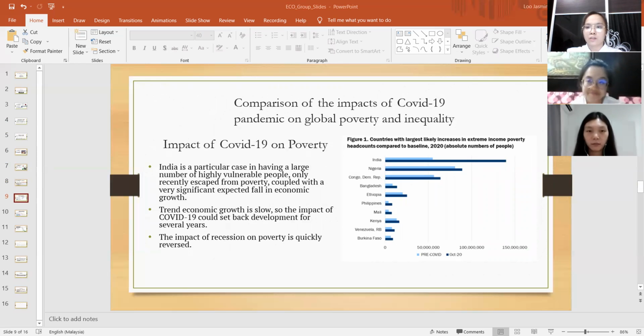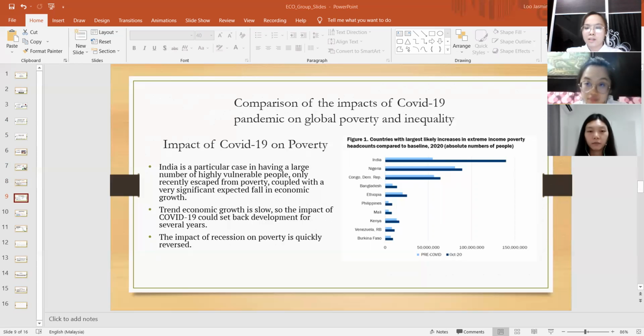I'm going to talk about the comparison of the impact of the COVID-19 pandemic on global poverty and inequality. First is the impact of COVID-19 on poverty. Based on figure 1, these are the top 10 countries where extreme poverty is likely to rise the most. Far and away, the biggest impact is likely to be felt in India.